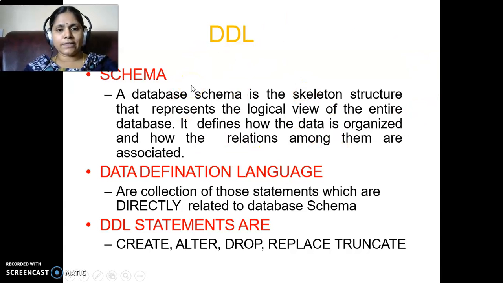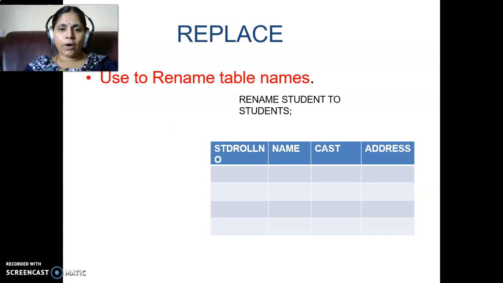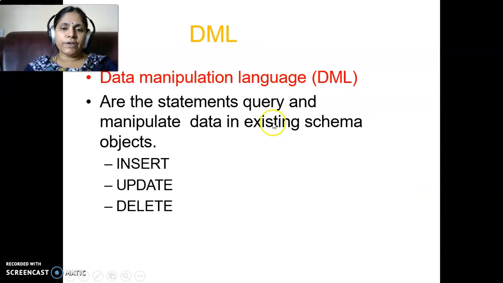Schema is something like the structure, and the different types of statements are create, alter, drop, replace and truncate. Now we will be moving to data manipulation language. As the name itself indicates, we are going to manipulate the database. The different types of manipulations are select, insert, update and delete.